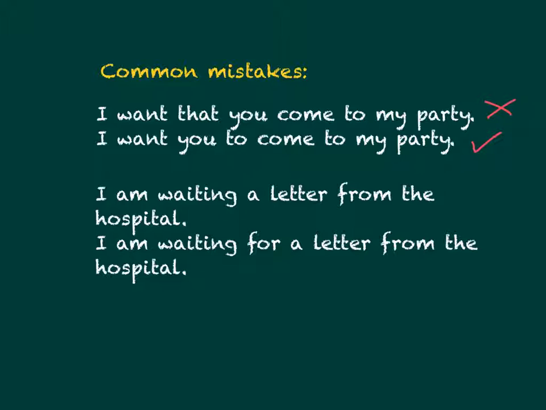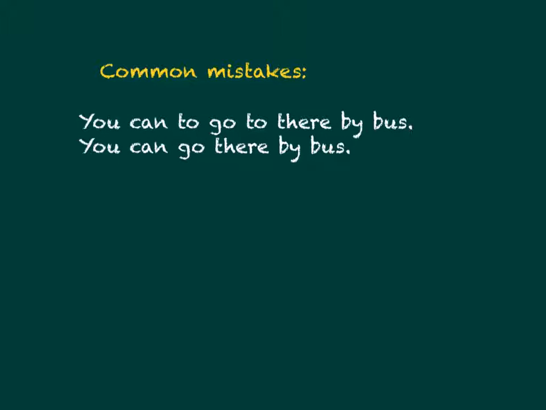How should we say 我在等待從醫院的一封信 correctly in English? I'm waiting a letter from the hospital. Or I am waiting for a letter from the hospital. The verb wait carries a preposition for. Wait for something.